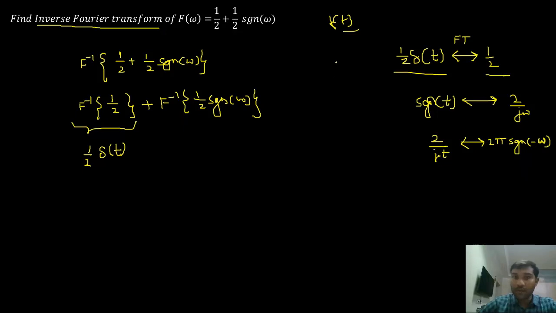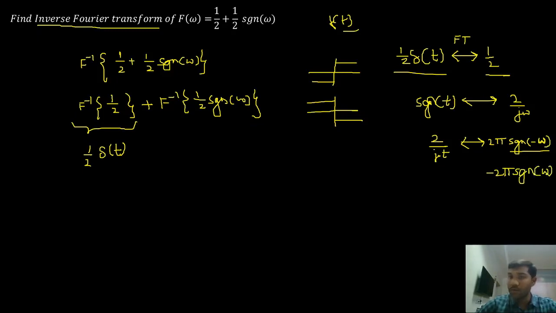Now signum of omega is something like this. The signum function is like this. If I take the time reversal of this, how will it look? It will look like this, right? Time reversal or folding. So both of these are exactly opposite in amplitude, right? So this is an odd function. So how can I write this? Signum of minus omega is nothing but minus signum of omega. So minus 2 pi signum of omega, right?